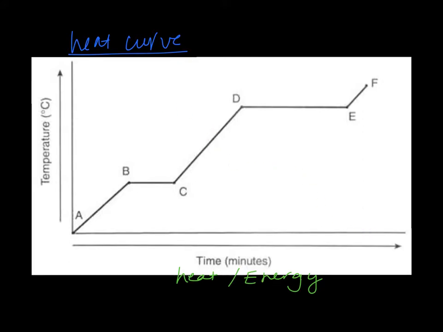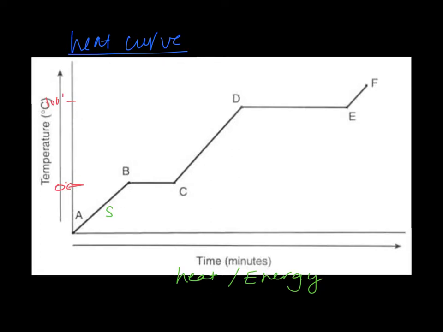So with a heat curve, let's say this is for water, and so this would be 0 degrees Celsius, and then up here, this would be 100 degrees Celsius. So if we're under 0 degrees Celsius, right here, this is when it hits 0. We're under 0 degrees Celsius, and that's the freezing point. If we're under the freezing point, that means it's going to be a solid. So from A to B, it's going to be a solid.